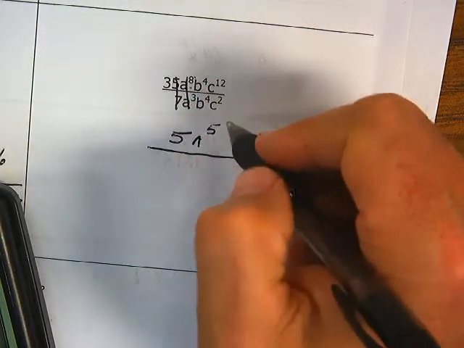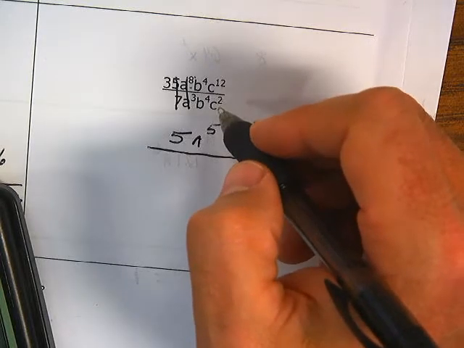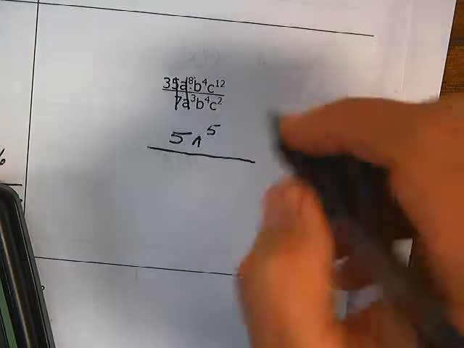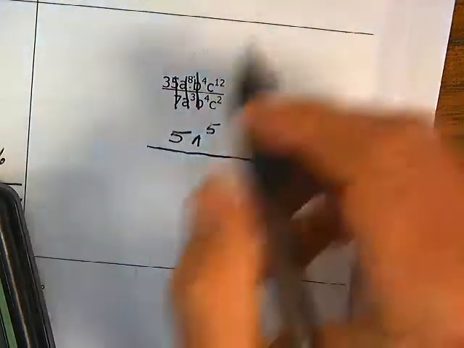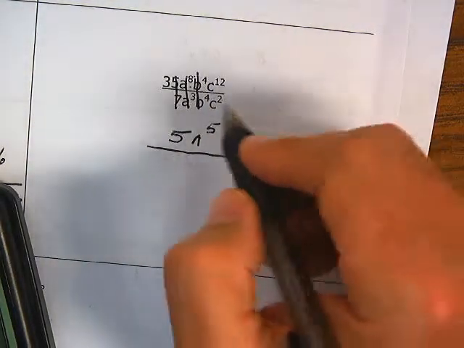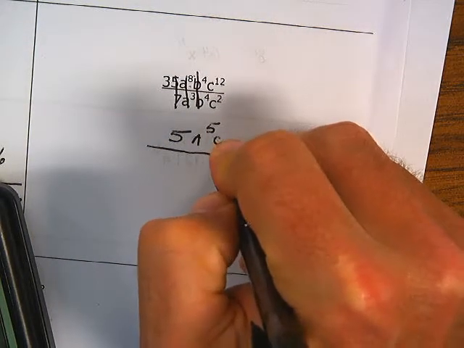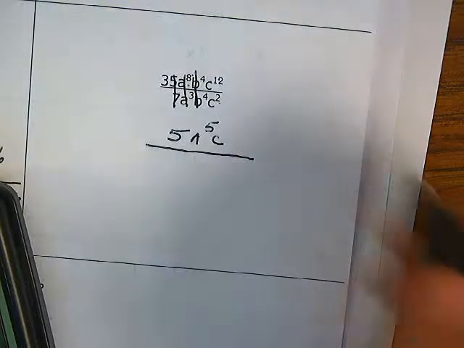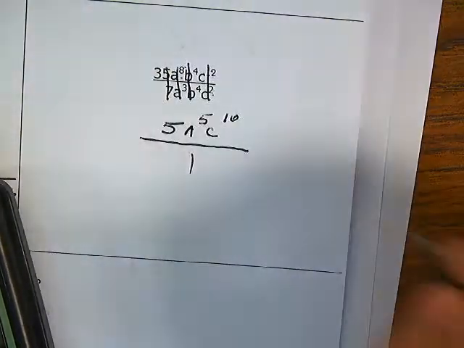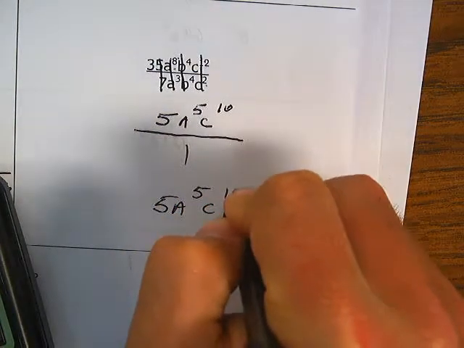Okay, b to the 4th over b to the 4th. 4 minus 4 is 0. Anything to the 0 power is 1, so that's gone. And then we have c's. It's larger on top, so it's going to stay on top. 12 minus 2 is 10. And we actually have nothing on the bottom, or I could just put it over 1. So we have 5a to the 5th, c to the 10th.